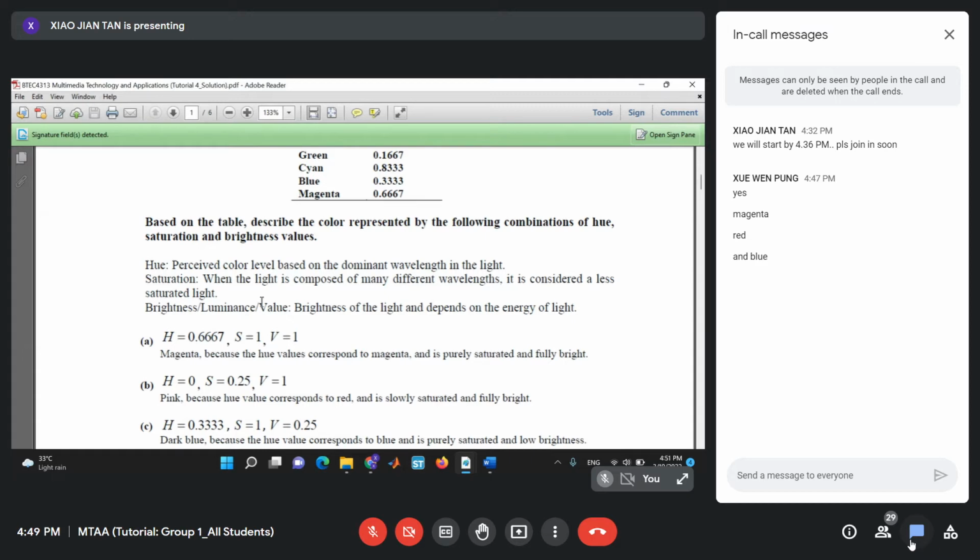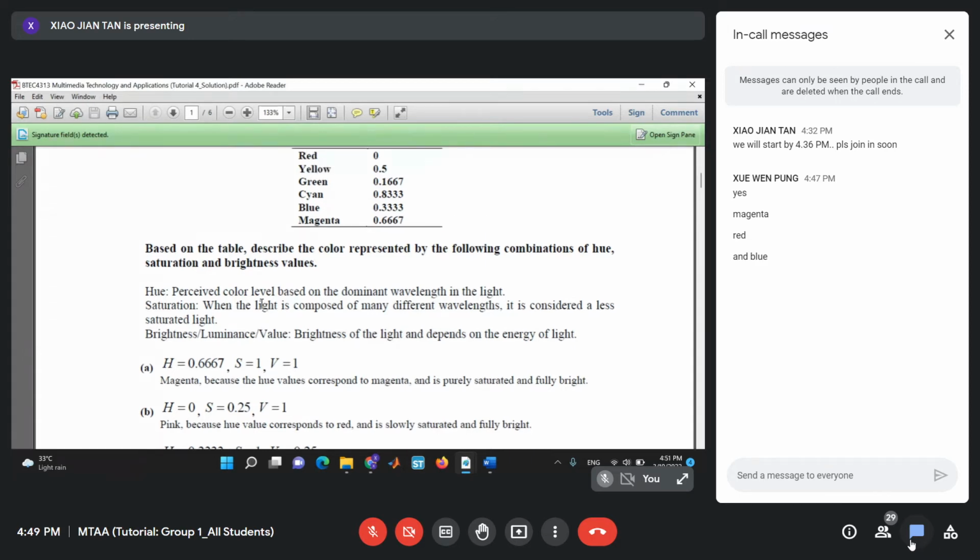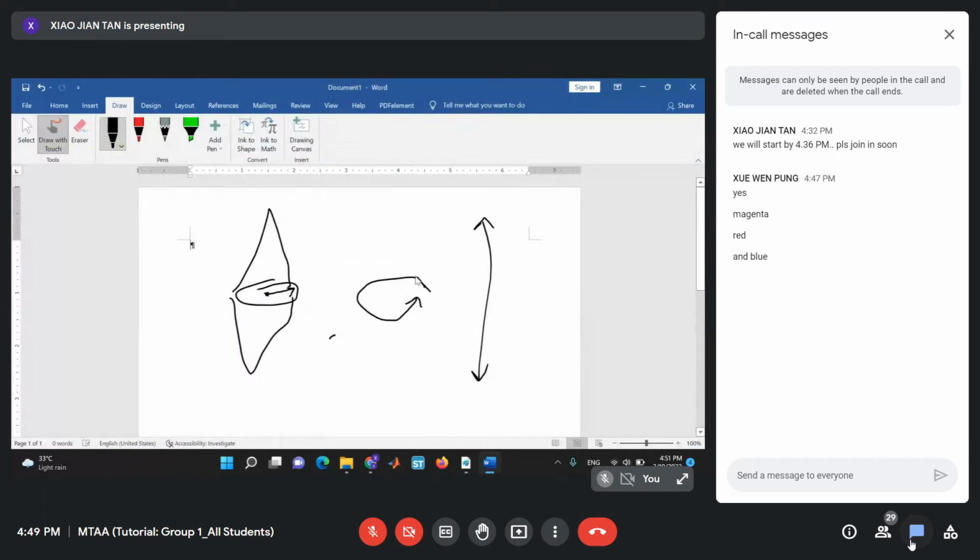So H refers to what color it is. I hope you all can still recall. The H is in 360 degrees. So this 360 degrees refers to different colors. For example, maybe at this side would be the red color, blue color, orange, and so on and so forth. Okay, so it is in 360 degrees, but the saturation and the intensity will affect the color as well.